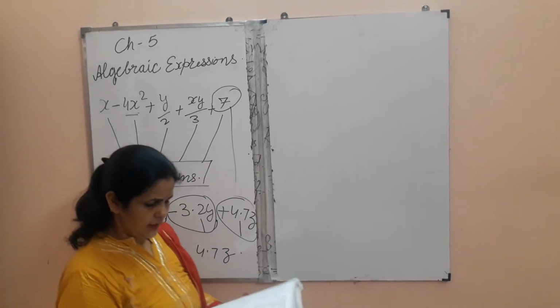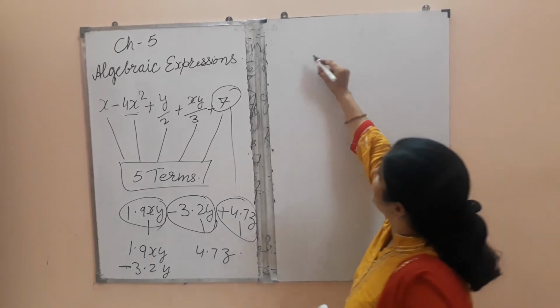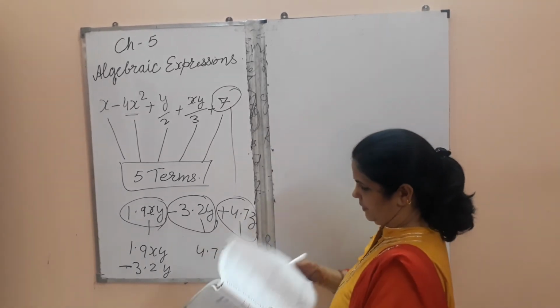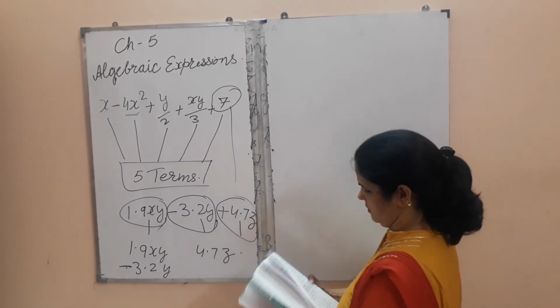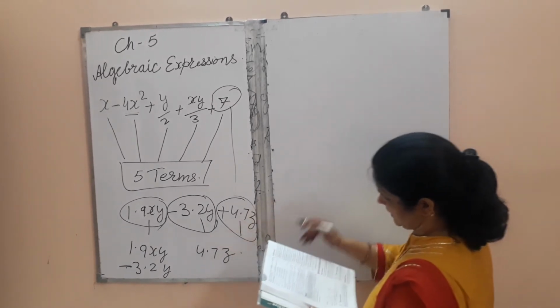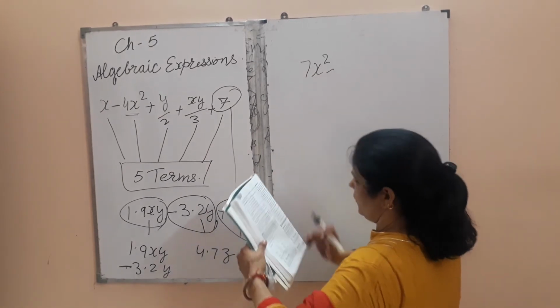Now, factors and coefficient of a term. In this, an example I am taking: 7x squared minus 3xy.